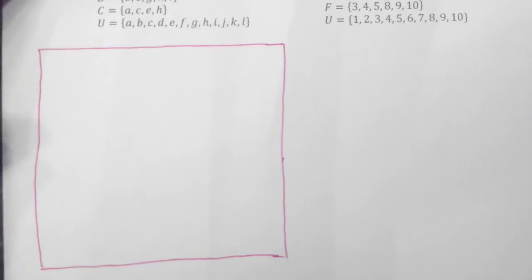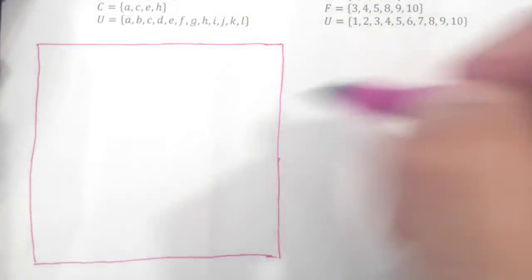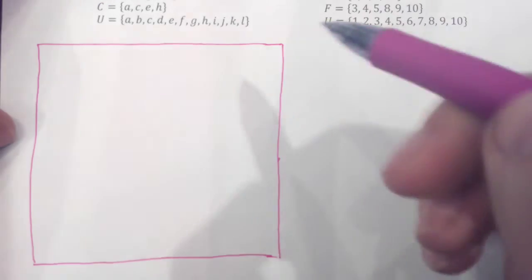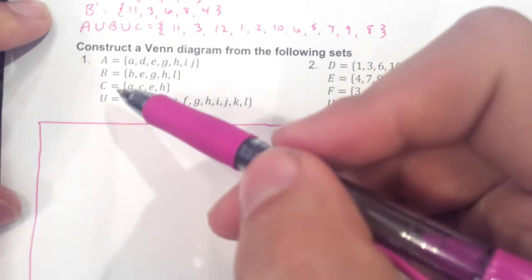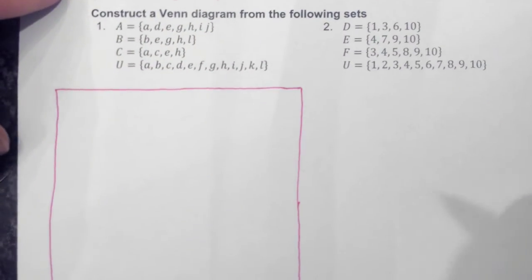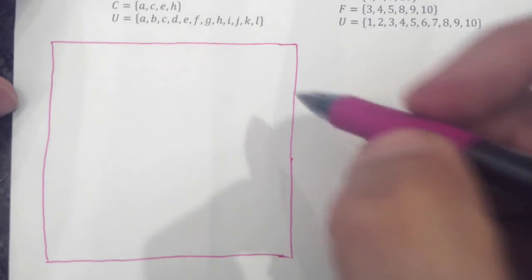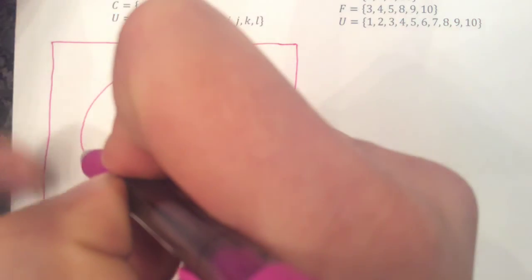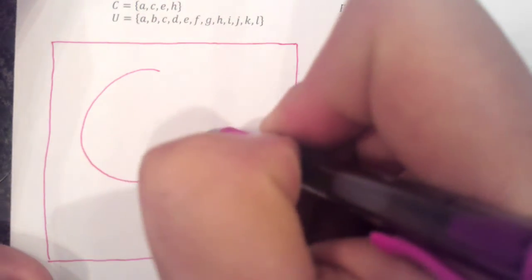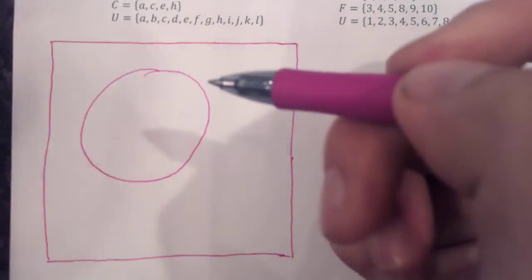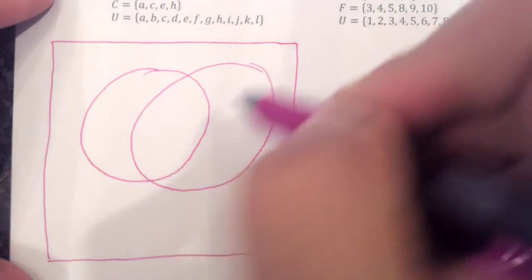Okay, got a nice big box. And we need 3 circles. We know that because we have A, B, C for our sets, and then the universal set tells you everything that's in there. Okay, so again, be nice and big with these circles.